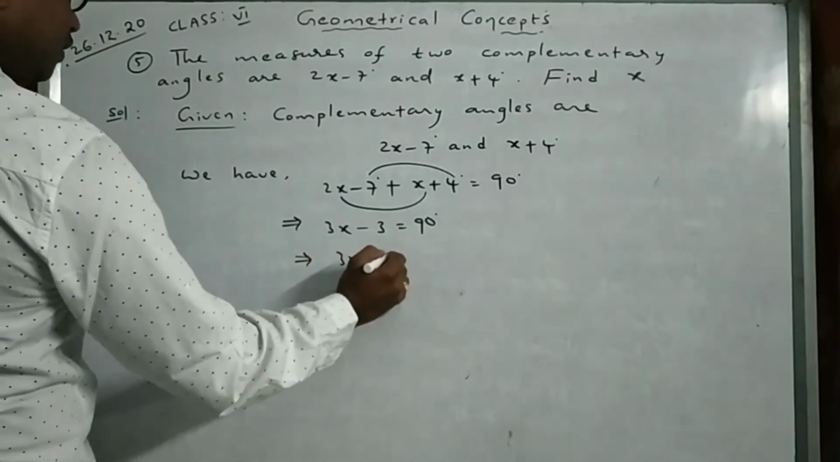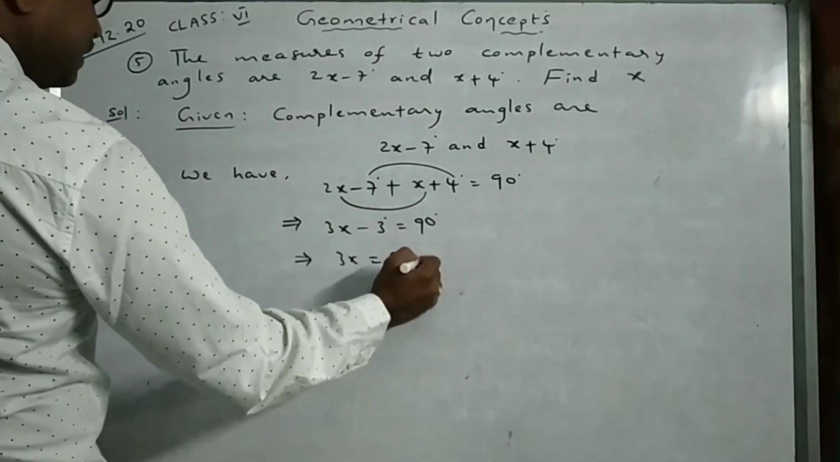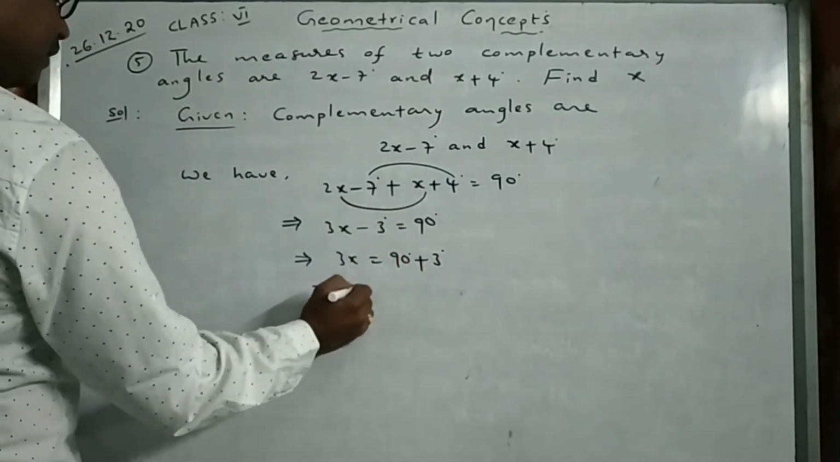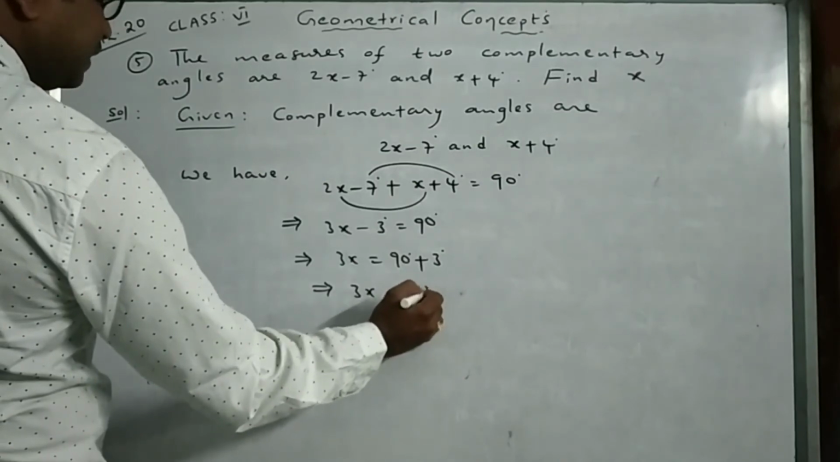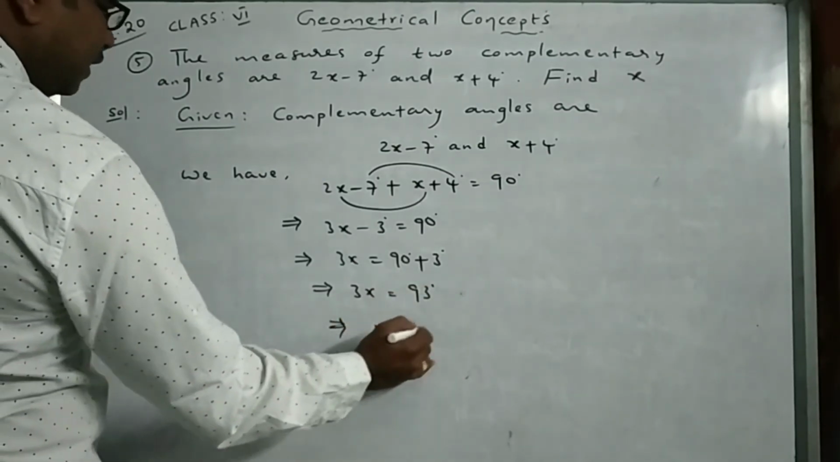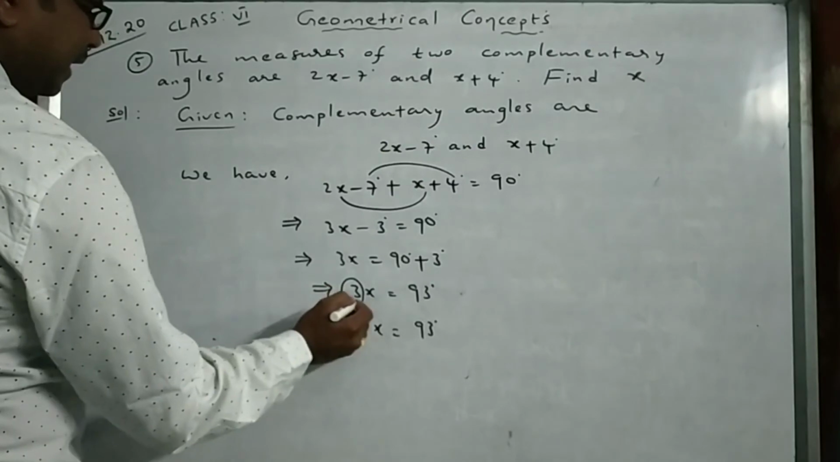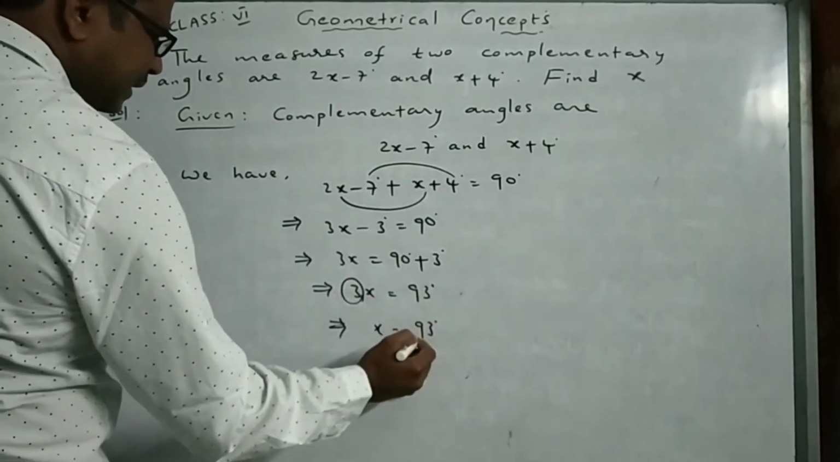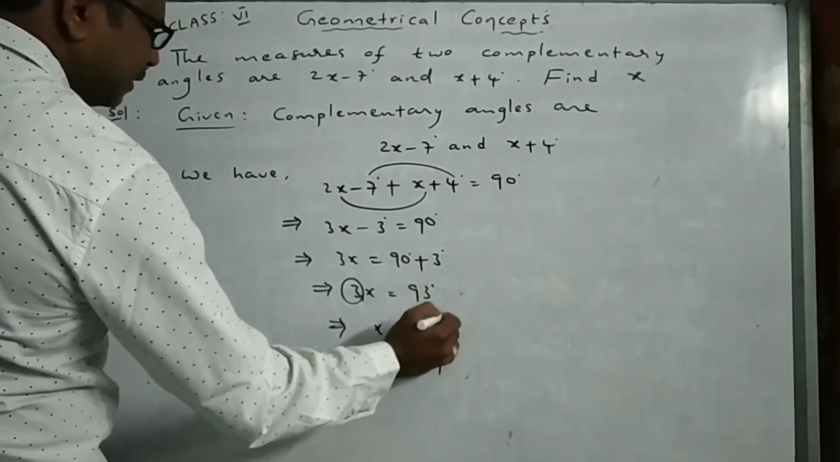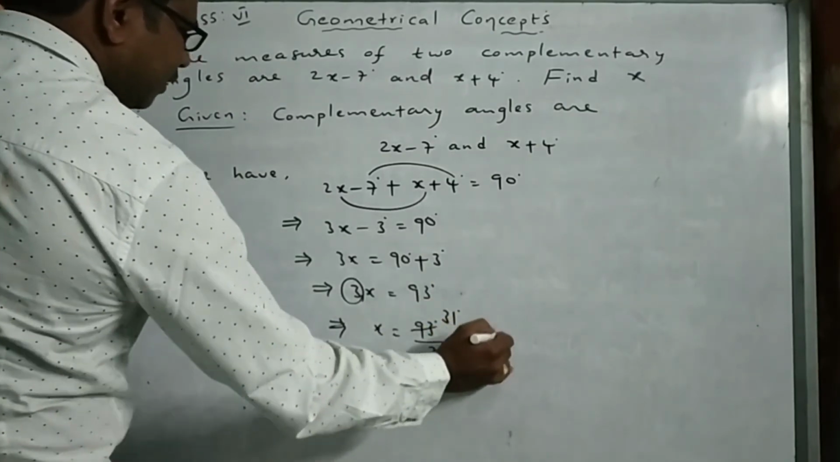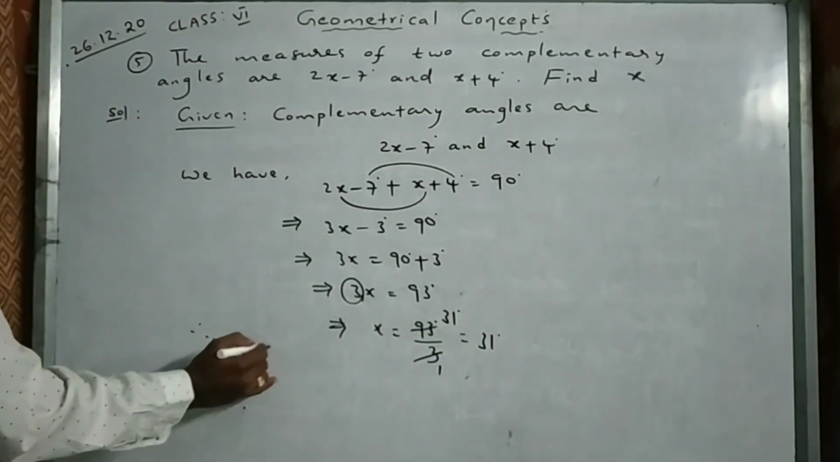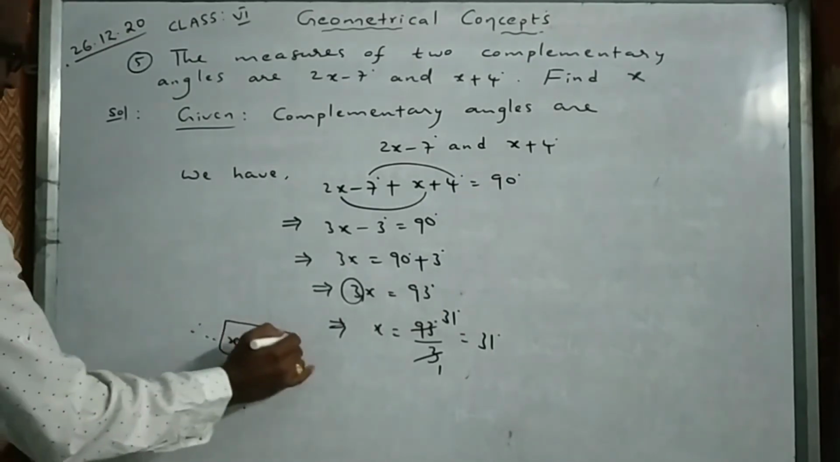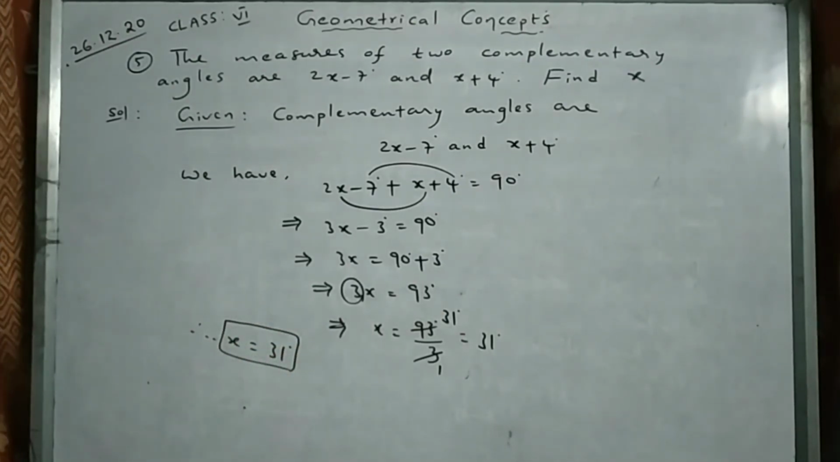Now 3x minus 3 equal to 90. Minus 3 I am shifting that side, it becomes plus 3. So 3x equal to 90 plus 3, 93. So x equal to 93 by 3. This is in multiplication, I am transposing that side, it becomes divided by 3. 3 ones, 3 threes, 3 ones. So 31 degrees. Therefore, what is the value of x here? 31 degrees. Is that clear? So that is the way we have to calculate. This is the concept of complementary angles, right?